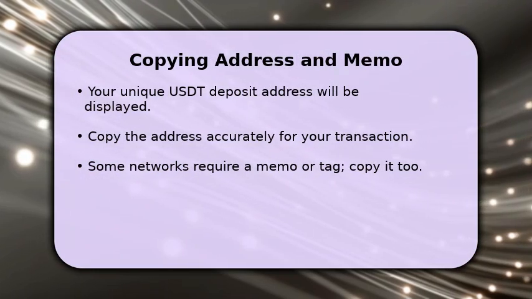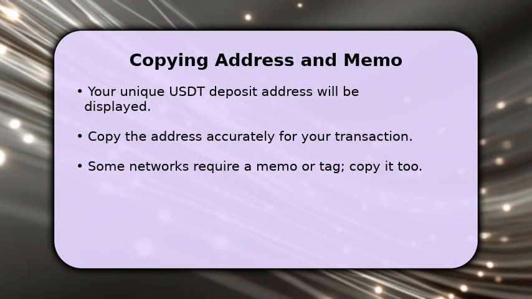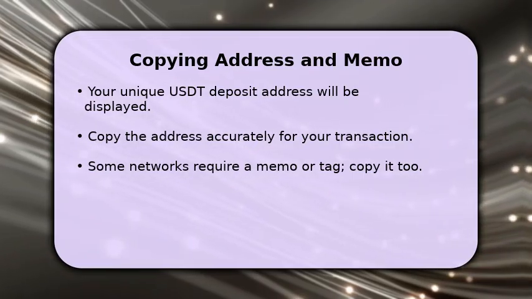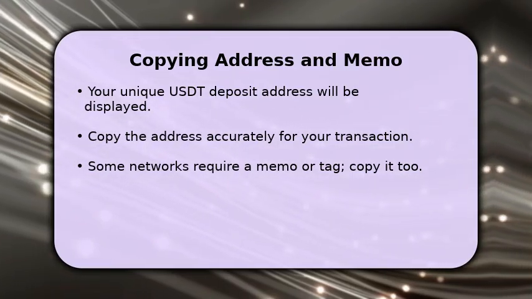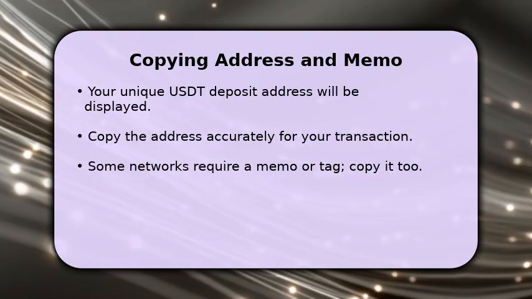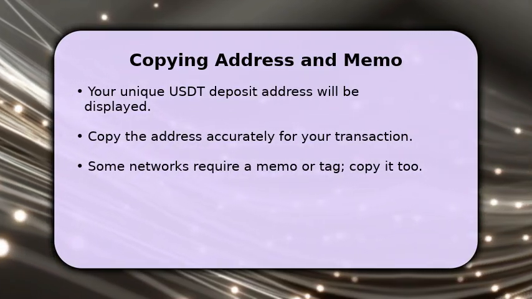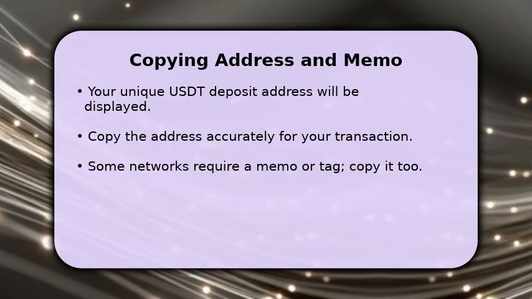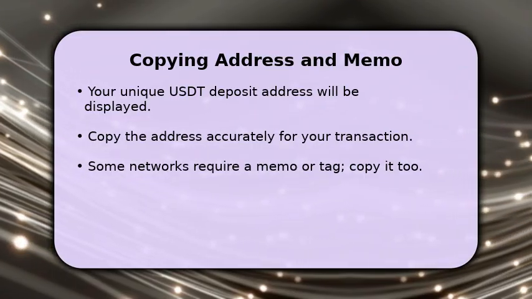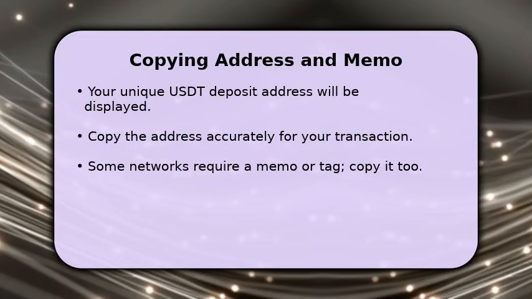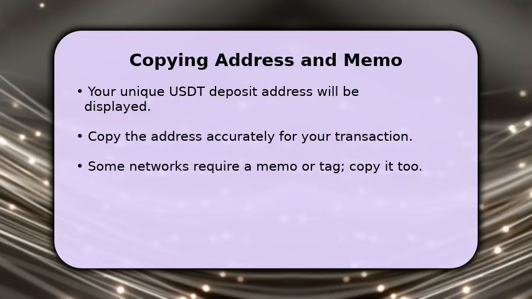After selecting your network, your unique USDT deposit address will appear. Carefully copy this address. It is a long string of characters. For certain networks, like BEP2, a memo or tag is also required. If a memo is provided, you must copy and include it with your transaction. Always double-check both the address and memo before confirming any transfer.